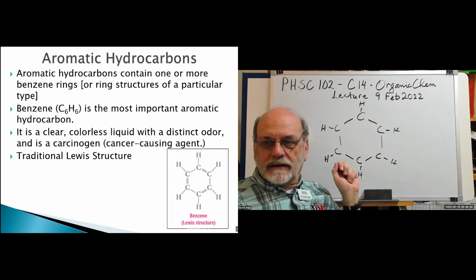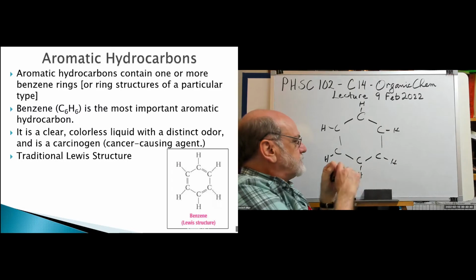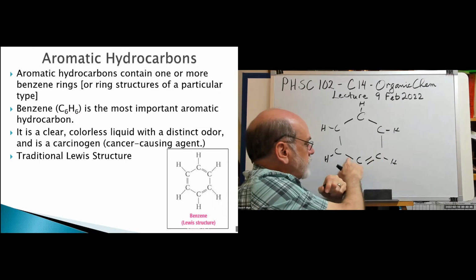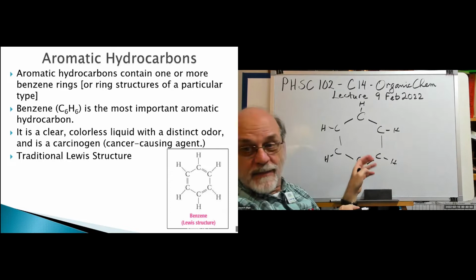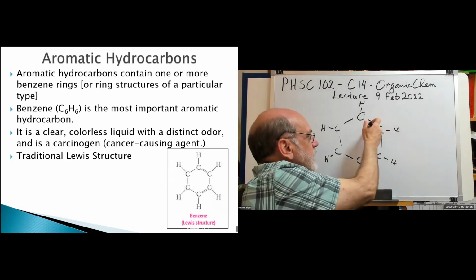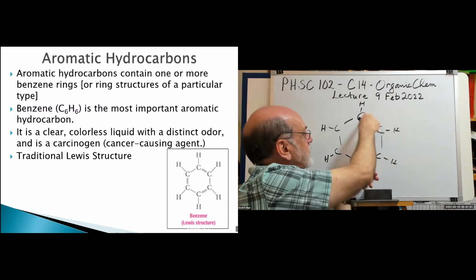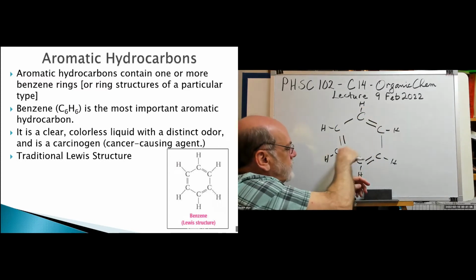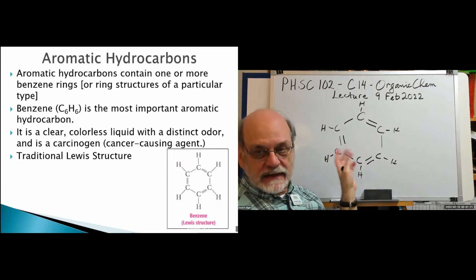How are we going to get 4 bonds for each carbon? One way to do it is to make a double bond. Right? If we put a double bond here, that gives 1, 2, 3, 4. That carbon's good. But if we put a double bond here, that makes 5 bonds for that carbon. We can't do that. So we alternate. We skip this one and go to that one. Now this carbon has 4, that carbon has 4, this carbon has 4. All we need is another double there. Now this one has 4 and that one has 4. So that's one way to represent benzene.